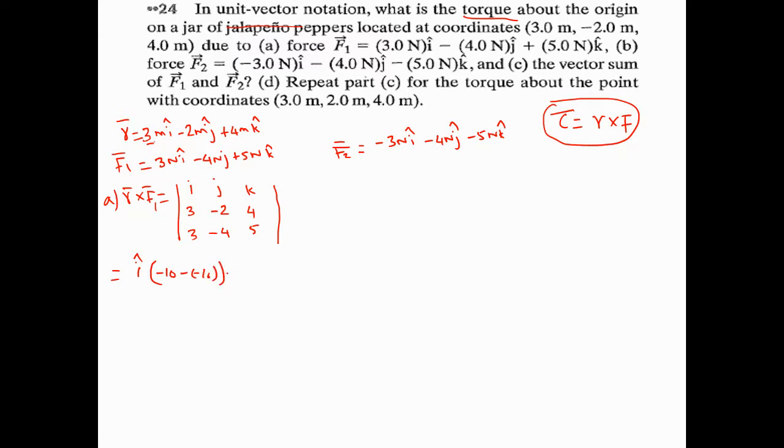And the second, j cap, always negative. I told you already. So again, second, 5 multiplied by 3, 15, minus 3 multiplied by 4, 12. Am I right? Yes. Of course, you are right. And then the third one is plus k. Now minus 4 multiplied by 3, minus 12, minus of 3 multiplied by minus 2, minus 6. Am I right? Yes.